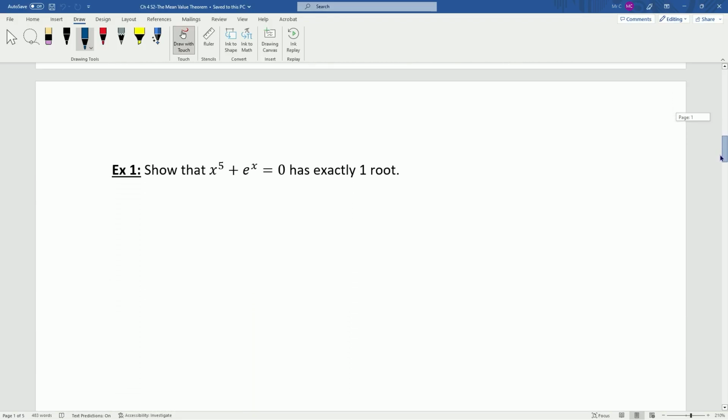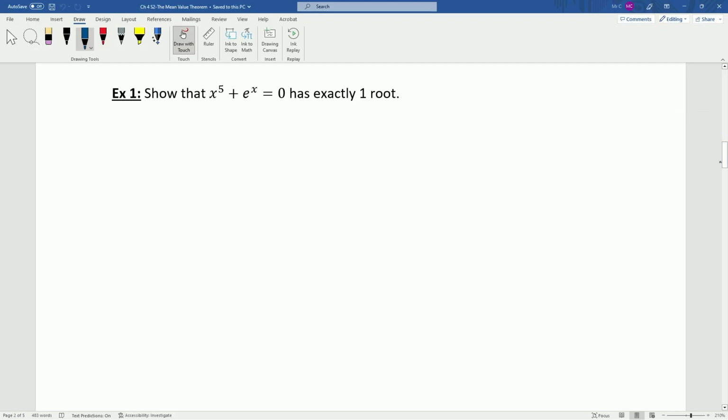Okay, so let's go ahead and move on. We're going to find somewhere to apply this theorem. Okay, so here we've got: show that x to the 5th power plus e to the x equals 0 has exactly one root. Well, in order to show that it has at least one root, we can use the intermediate value theorem, which we've done before, and we're going to do again. So this word exactly is very particular, right? So in order to show that something has exactly one, we have to show that it has at least one and only one.